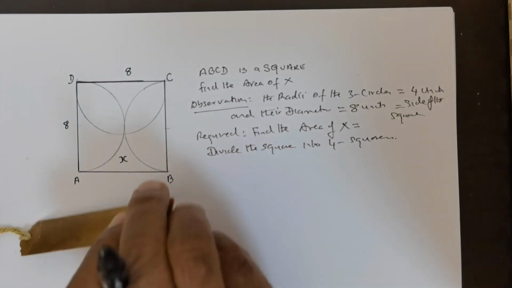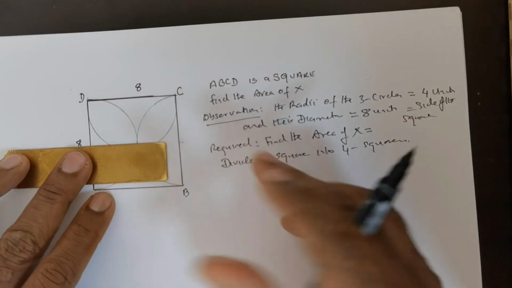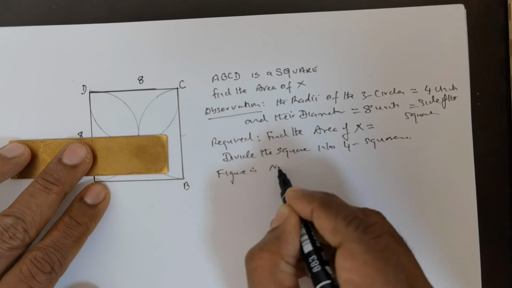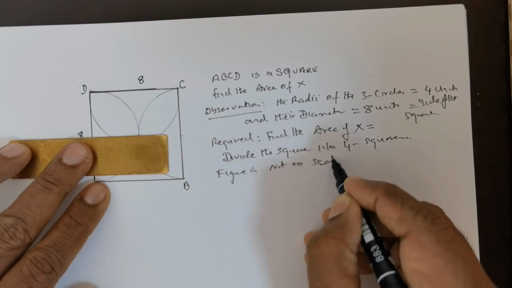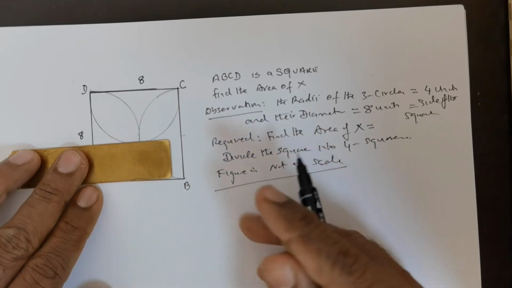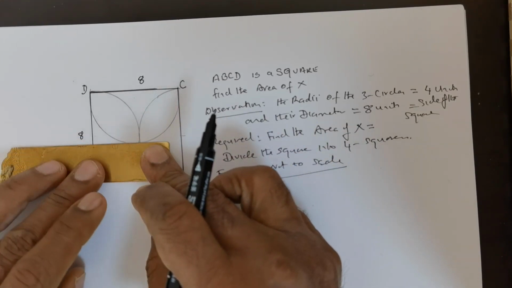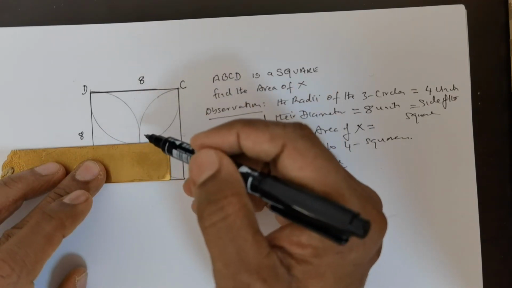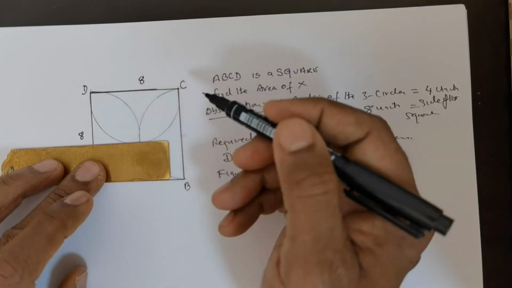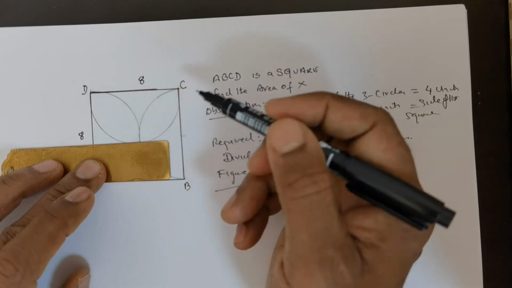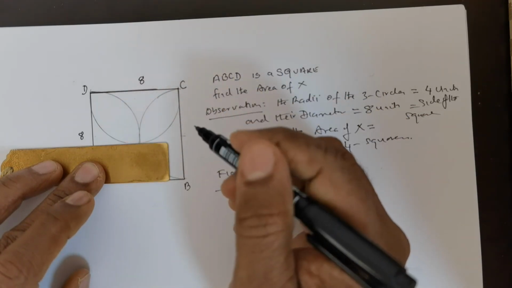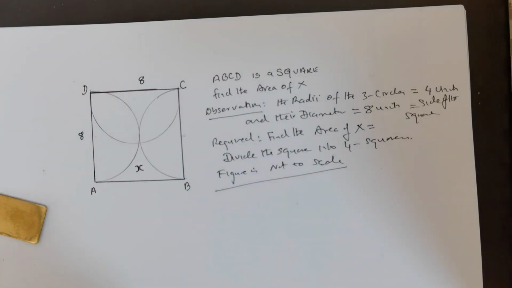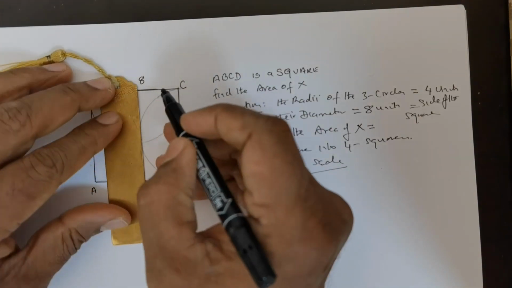So this is 8 units. Now the figure is not to scale, okay? Remember that the figure is not to scale. So whatever you see in this figure is just for your understanding. In other words, this is not a perfect figure because of the inadequacies in the drawing instruments. So what I wish to do is divide the square into 4 parts.